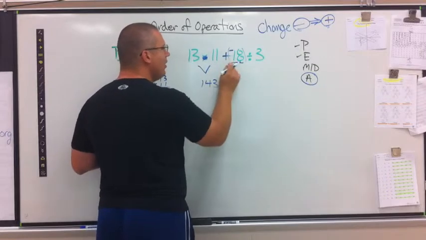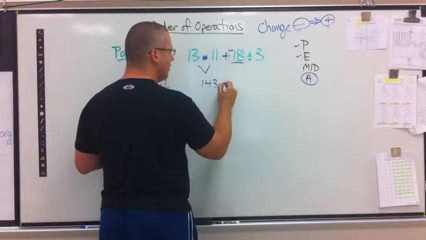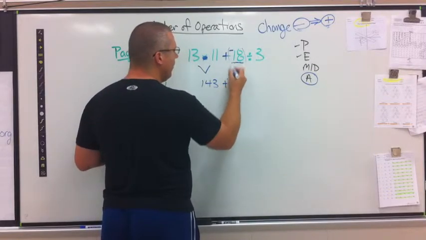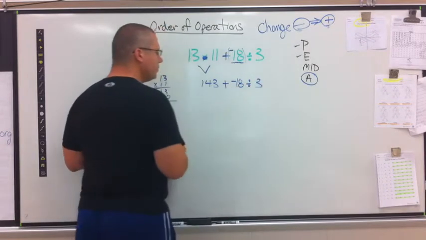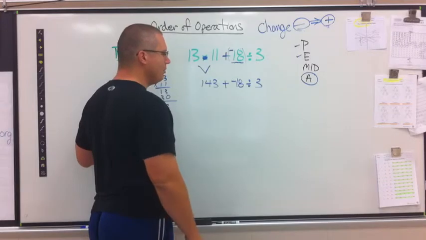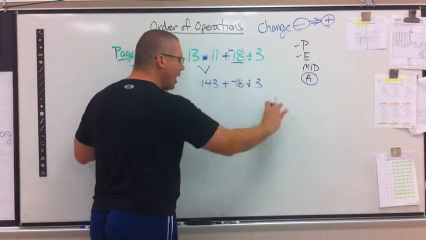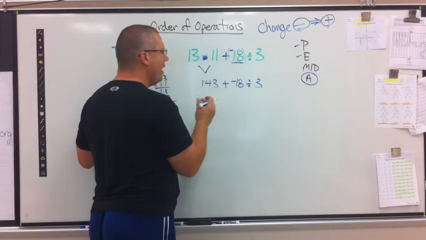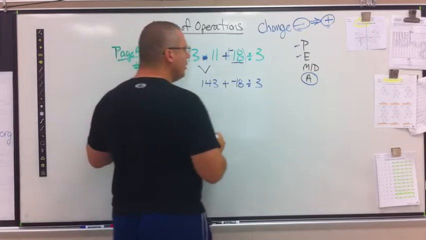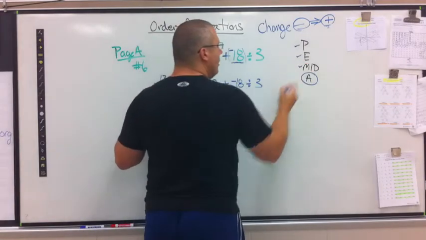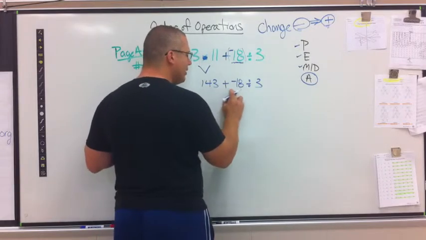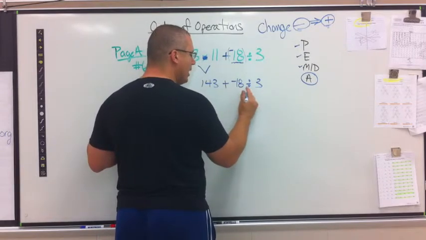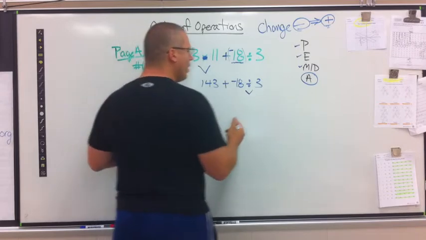So my next line down, I still need to write the rest of this. Yes, you do. Plus, negative 18, divide by 3. This is your next line down. Every line we write, you're only allowed to change one thing. I got rid of one operation. So I took care of multiply. So now I look through this new expression and say, do I have any division? Yes, I do, right here. So I am going to take care of that.